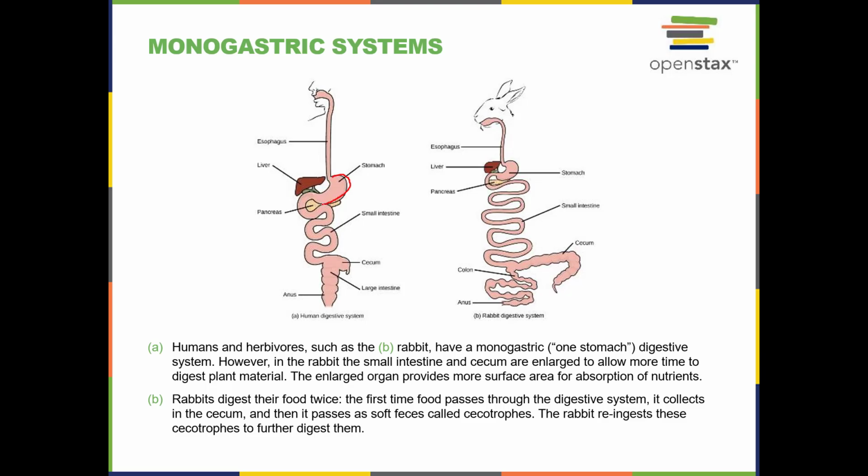And here's the human stomach here. This side of the human stomach is called the greater curvature. This side of the human stomach is called the lesser curvature. But there's only one stomach. And the stomach is really more of a holding place.